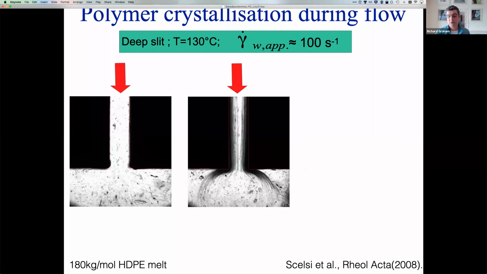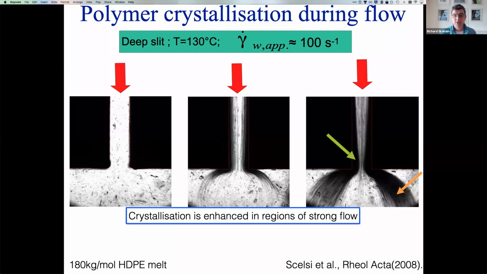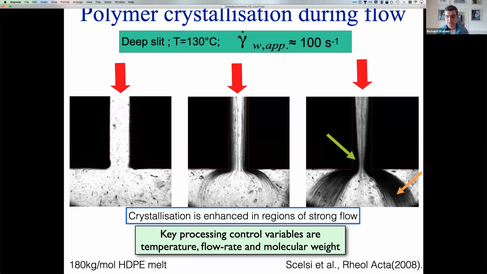And this is essentially because wherever the flow is strongest, wherever there are the highest flow rates and the strongest stresses developing, that encourages crystallization to happen. So then as the flow progresses, we can see the crystallization is happening again in these regions of strong flow. And this is a key idea in polymer processing because it gives a way of controlling where the crystallization happens and therefore essentially controlling the final product.